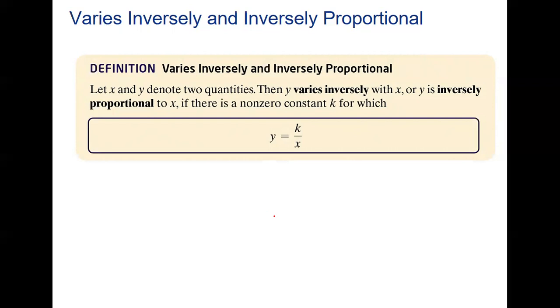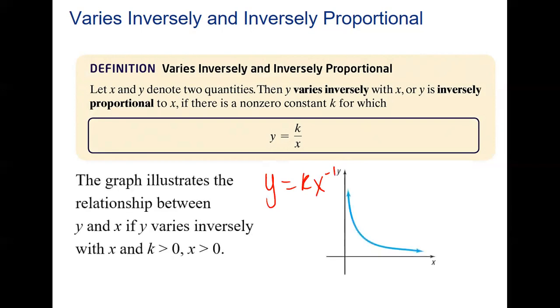Okay, and in some situations, it may be written as y equals k times x to the -1. And when you see that -1, hopefully it makes you think of inverse, like an inverse function. But remembering our exponent rules, if I have a negative power, that means it belongs in the denominator, right? Yes, ma'am. All right, so how that looks graphically, it's the first quadrant of the rational function.